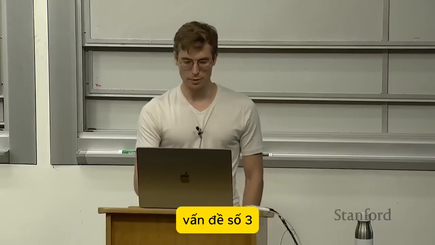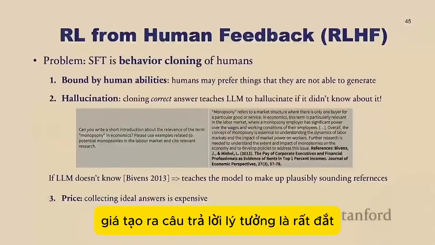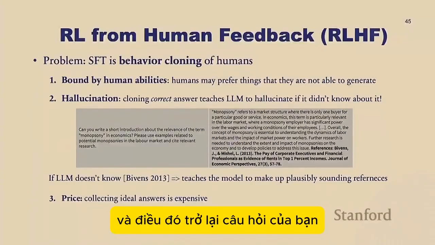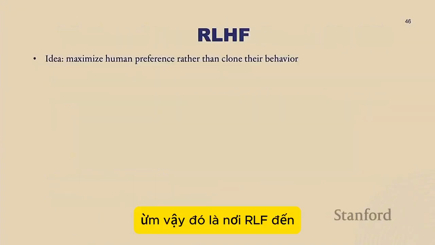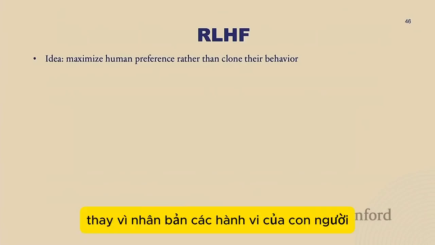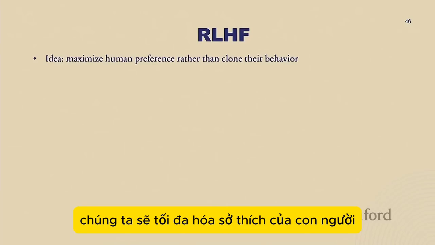Great. Problem number three, price. Generating the ideal answers is very pricey, and that comes back to your question: humans writing the entire answer is actually pretty expensive. So that's where RLHF comes in. The idea is that instead of cloning the behaviors of humans, we're going to maximize human preference.